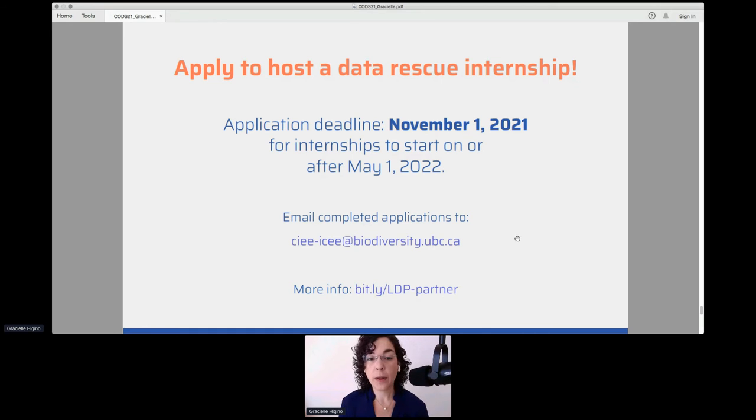We have an open call for data rescue projects, and the deadline is November 1st for internships that will start on or after May next year. And you can access our website with this link over here, bit.ly LDP partner. And the process is really simple. You just need to fill out a form and we will get in touch with you.